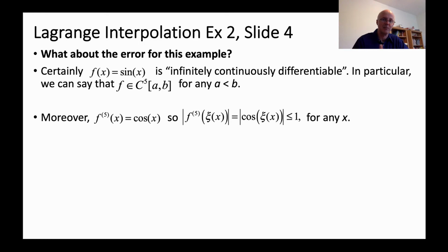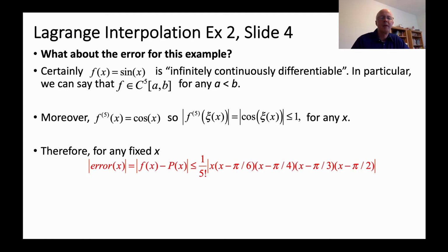They're always between -1 and +1. That allows me to get a little bit more specific here with the error term. For any fixed x, the error of x in absolute value, often called the absolute error, is bounded above, it's less than or equal to 1 divided by 5 factorial. The 1 comes from the previous line.